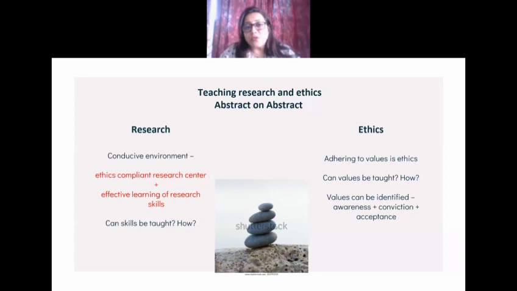And adhering to values as ethics could be told, and that can be made as a way of life in our institutions, way of practice in our institutions, the inherent, the inner morality of our institutions. So values can be identified, awareness can be created about the values. It must be convincing to the researcher. The researcher must be convinced about it, otherwise she will not follow it wholeheartedly, and she should accept it.